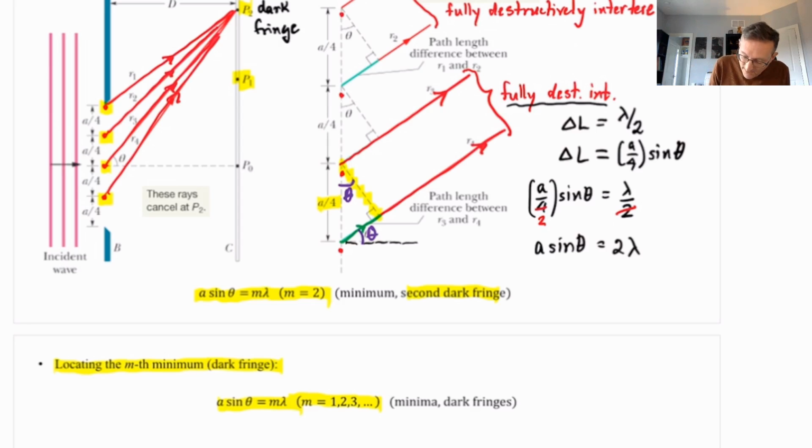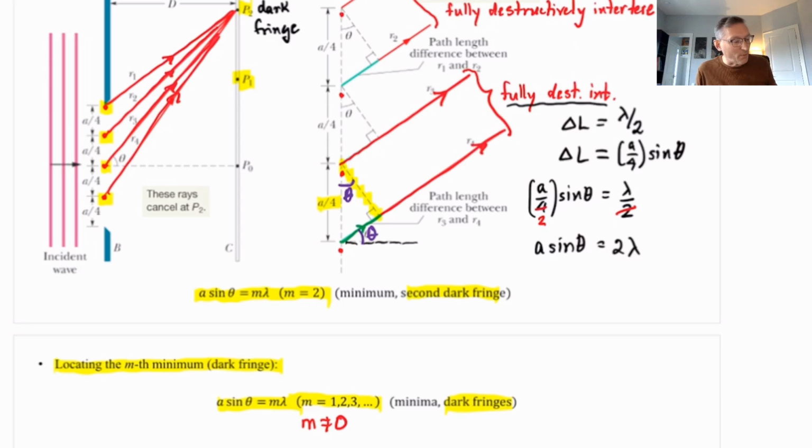Note, this formula does not include m equals 0, because there is no dark fringe that satisfies that formula. That, in essence, is talking about the central point, the point P0, which is a bright fringe. We know that. So be careful with this formula. It's A sine theta equals m lambda. M is 1, 2, 3, and so on. And it locates the dark fringes. Do be careful. This formula locates the dark fringes. I say again, it locates the dark fringes, not the bright ones.